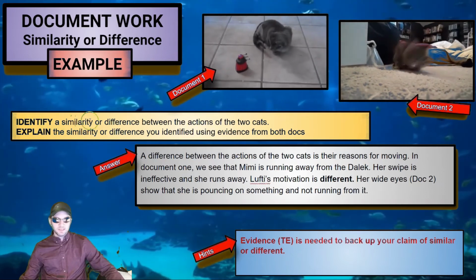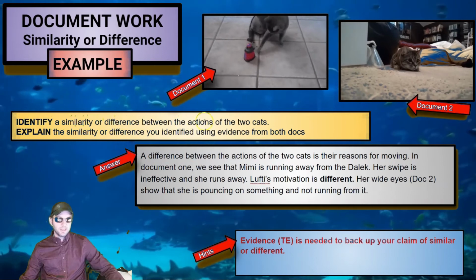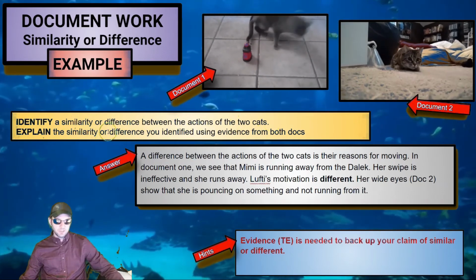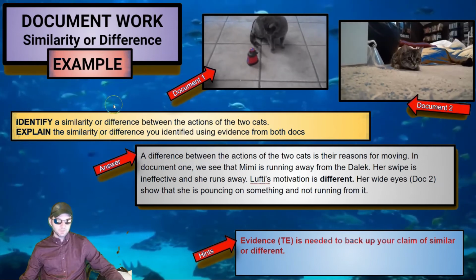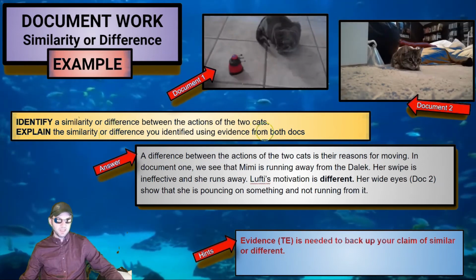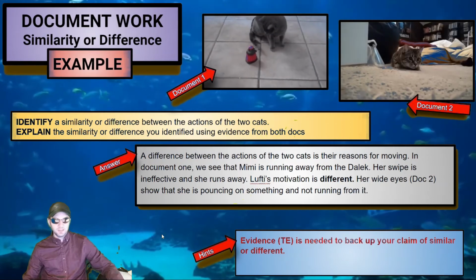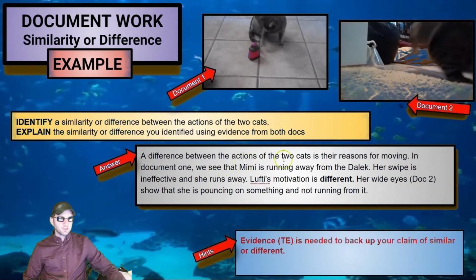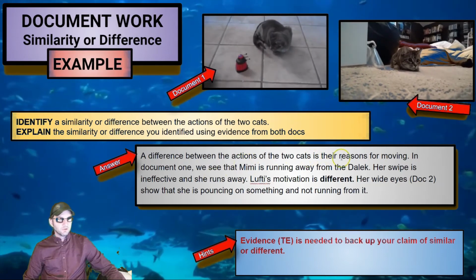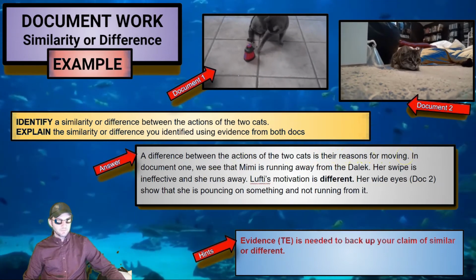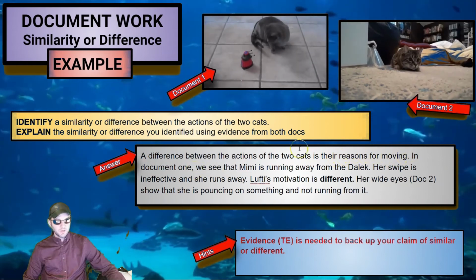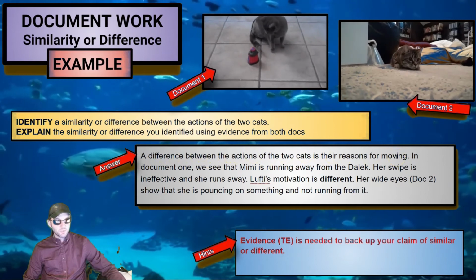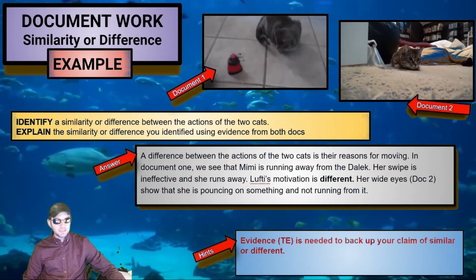Question, identify a similarity or difference between the actions of the two cats. Then explain the similarity or difference you identified. So choose a similarity or difference, then explain it using evidence from both docs. Answer. I chose a difference. A difference between the actions of the two cats is their reasons for moving. In document 1, okay, so there's the identify the difference. Now I got to use both documents and explain what the heck I mean.